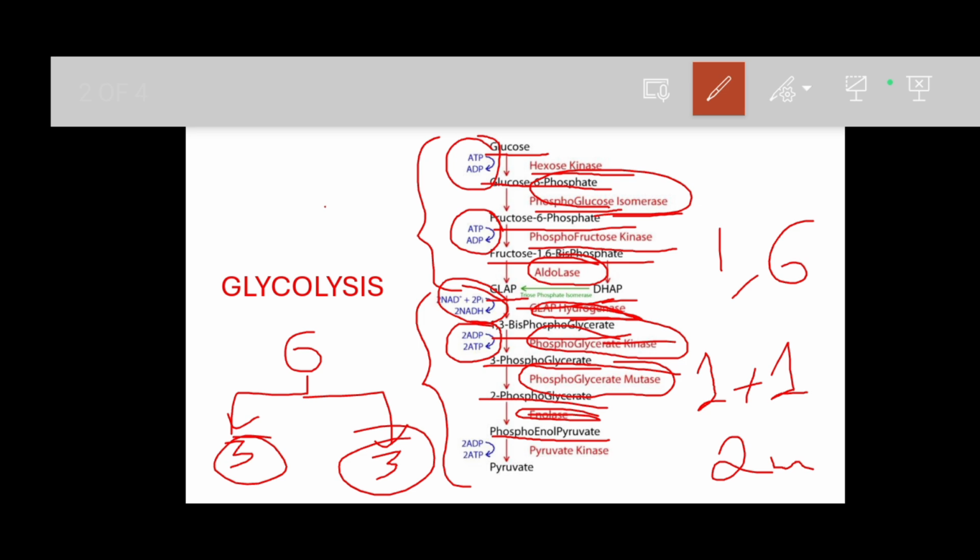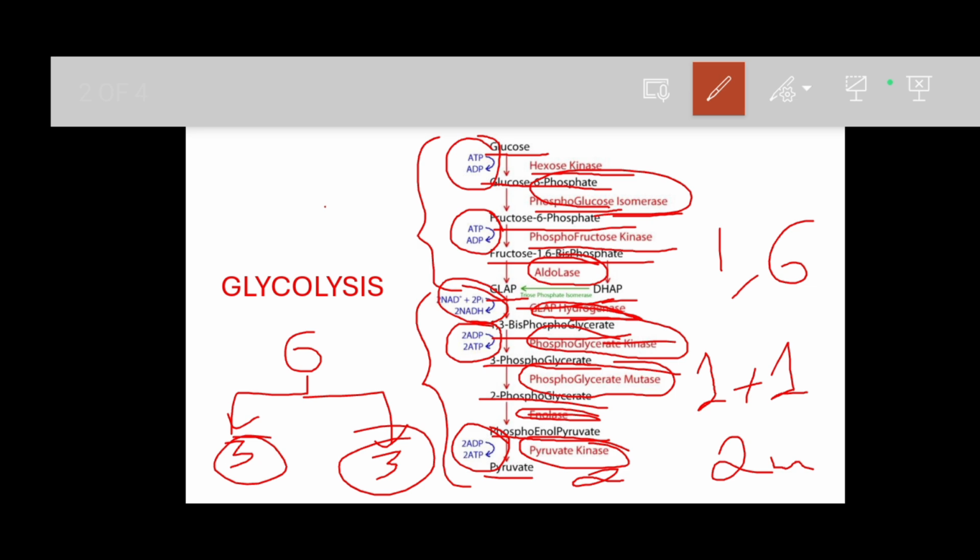From phosphoenol pyruvate, pyruvate is formed. Here actually 2 moles of pyruvate are formed. The reason is that we use 2 moles of glyceraldehyde 3-phosphate, right? The enzyme used here is pyruvate kinase. We have already said that kinase enzymes use ADP, right? So 2 ADP are converted into 2 ATP. So these are the steps of glycolysis.